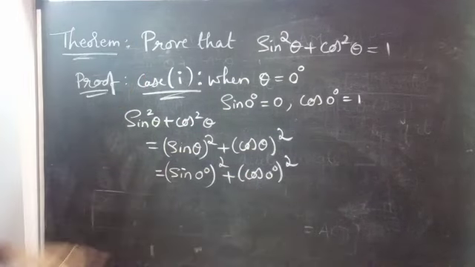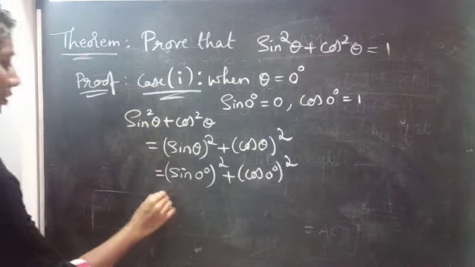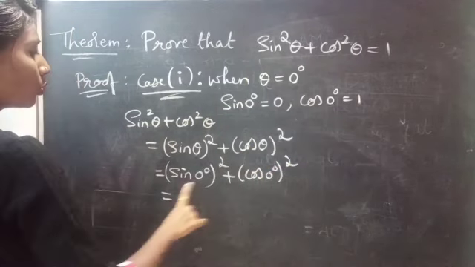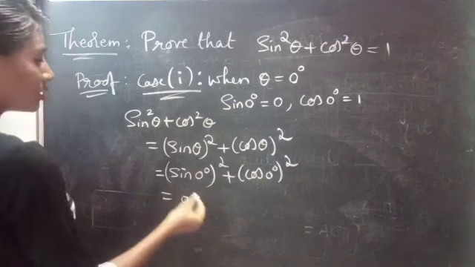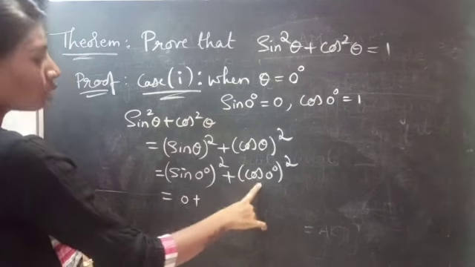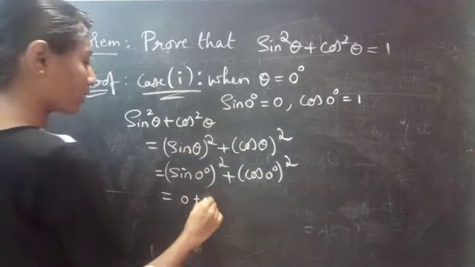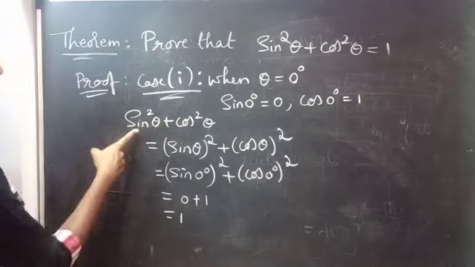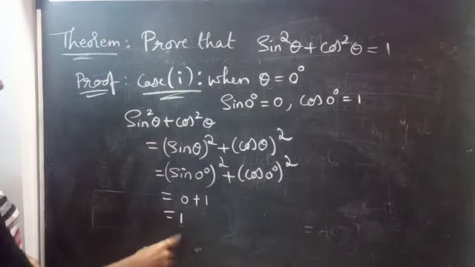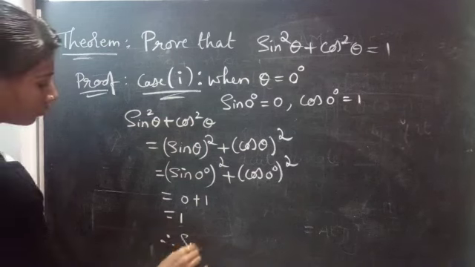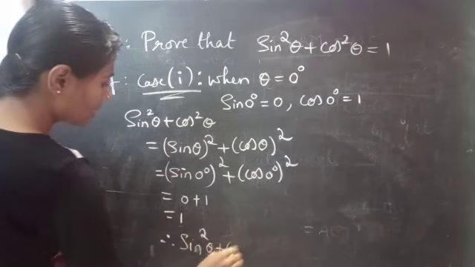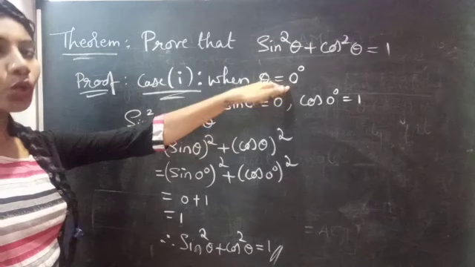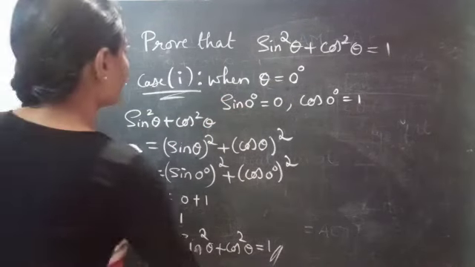So we have replaced theta by 0 degrees. You know that sin 0 is 0 and cos 0 is 1. So apply here: sin 0 is 0, 0 square is 0, plus cos 0 is 1, 1 square is 1. This equals 0 plus 1, which is 1. Therefore, sin square theta plus cos square theta equals 1 for theta equals 0 degrees.